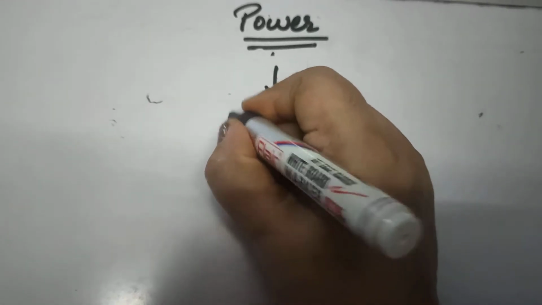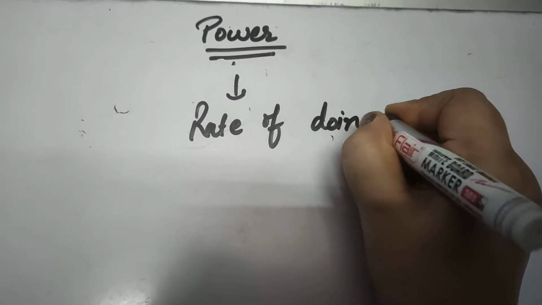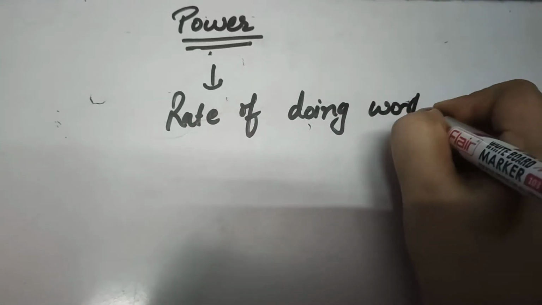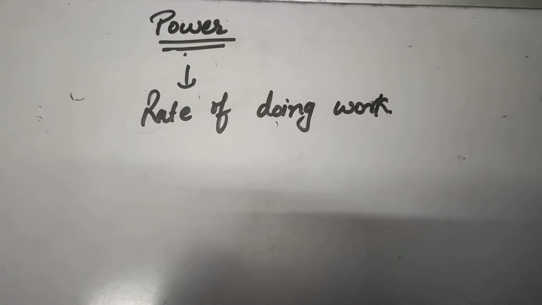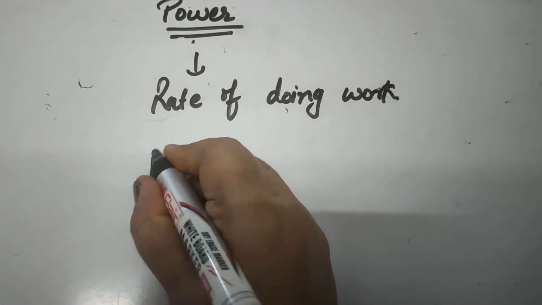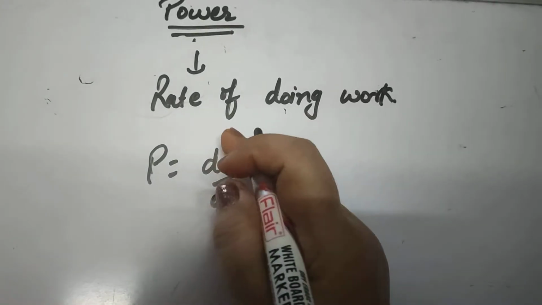Okay, dear students, let us now do the next topic, which is power. Power is represented as rate of doing work. Rate of doing work means in a particular time interval how much work is being done represents power. So power can be written as dW by dt. We know that rate of change is represented by d by dt.